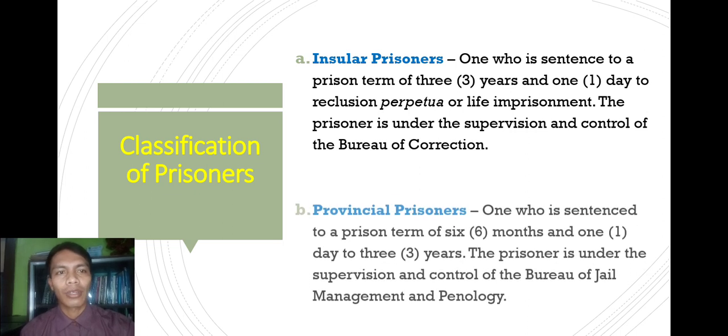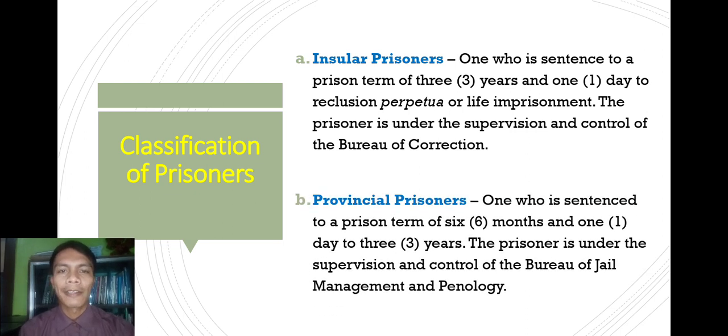So next, we have the provincial prisoners. So ang provincial prisoners, one who is sentenced to a prison term of 6 months and 1 day to 3 years. The prisoner is under the supervision and control of the Bureau of Jail Management and Penology. So below 3 years sad ang provincial prisoners, which is under ni siya sa supervision sa BJMP or the Bureau of Jail Management and Penology. Then below 3 years ang iyahang sentence.